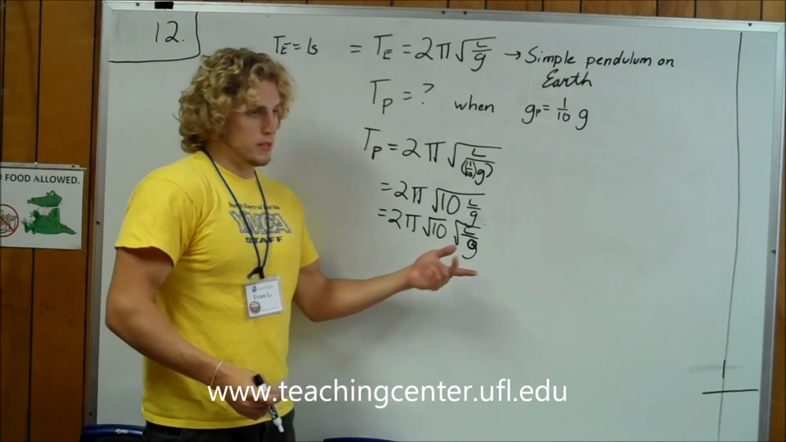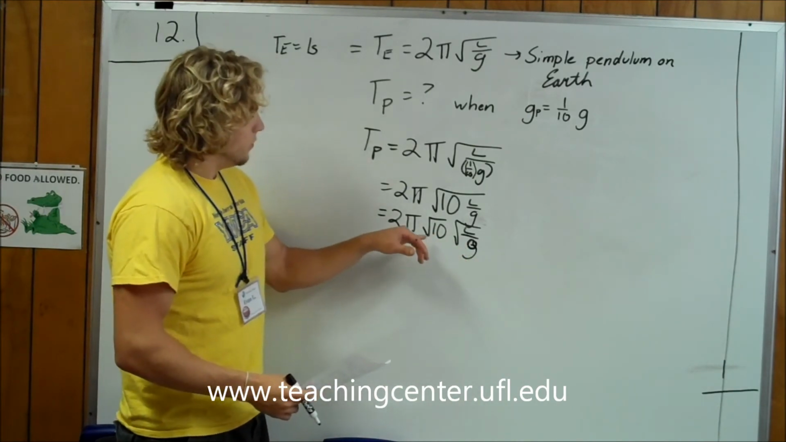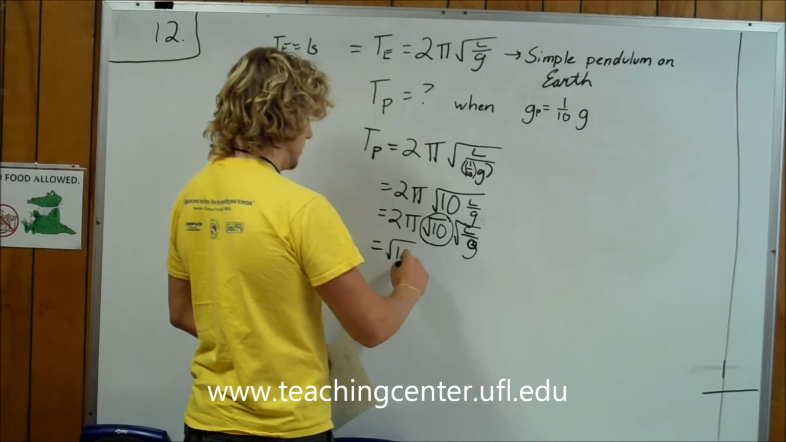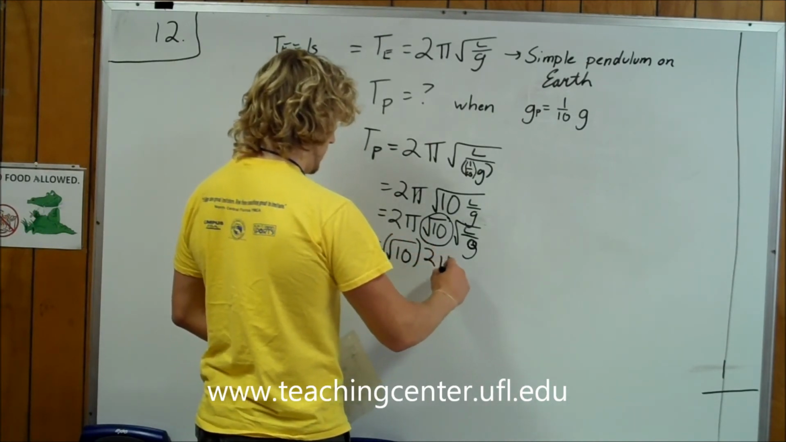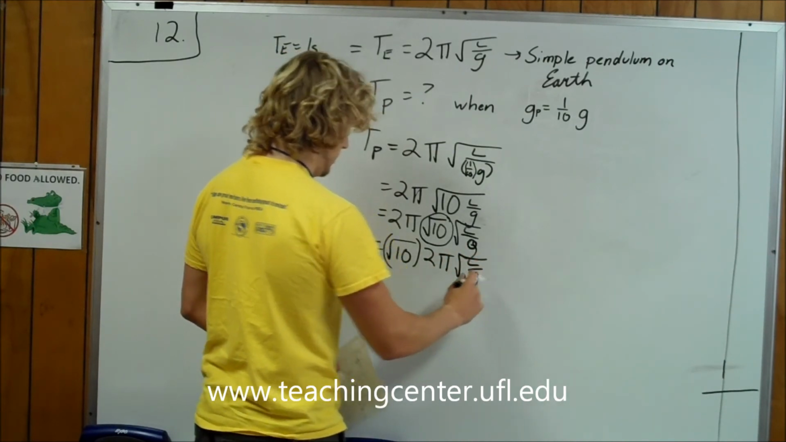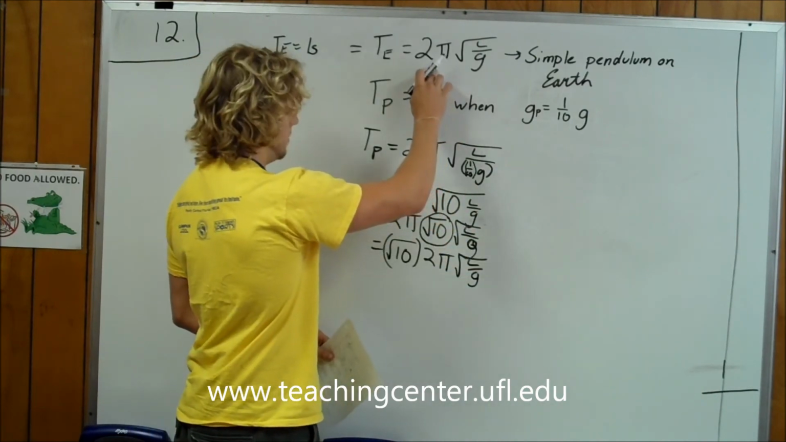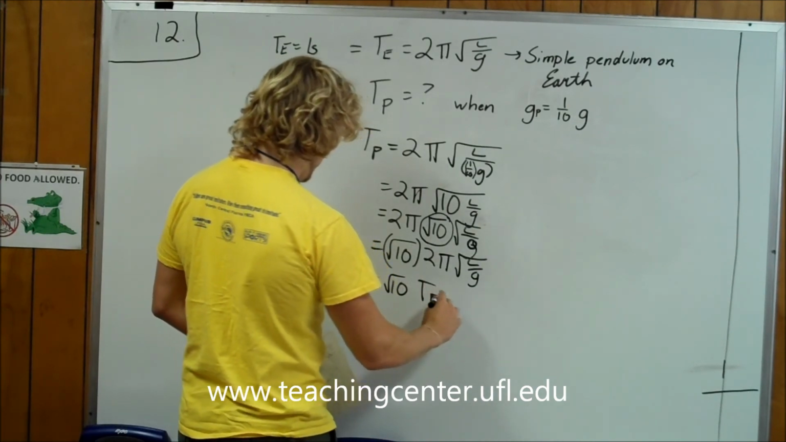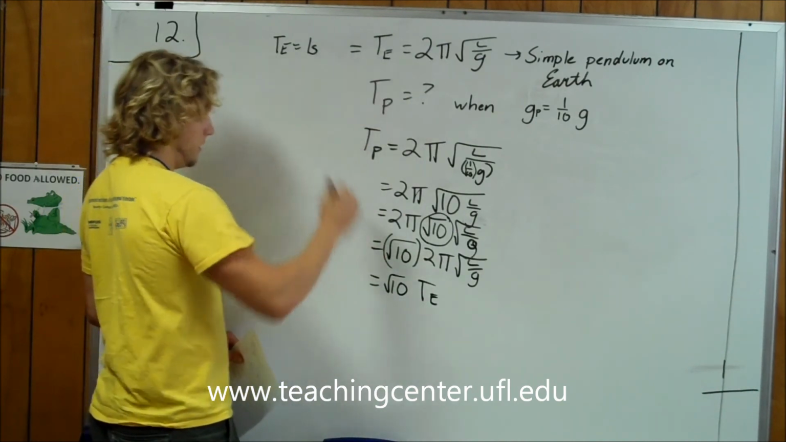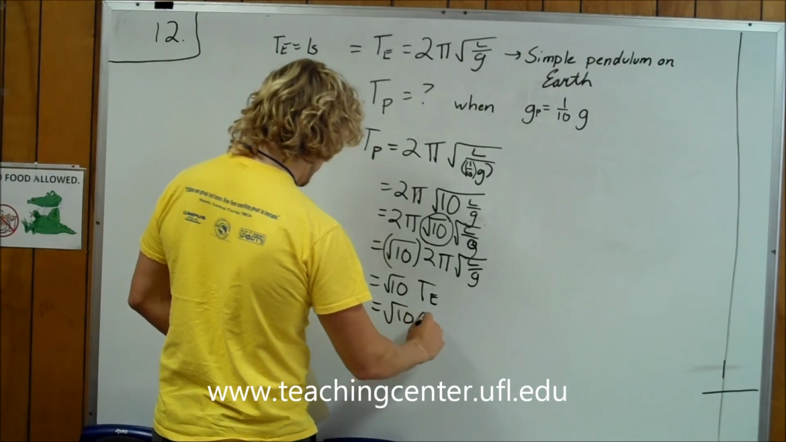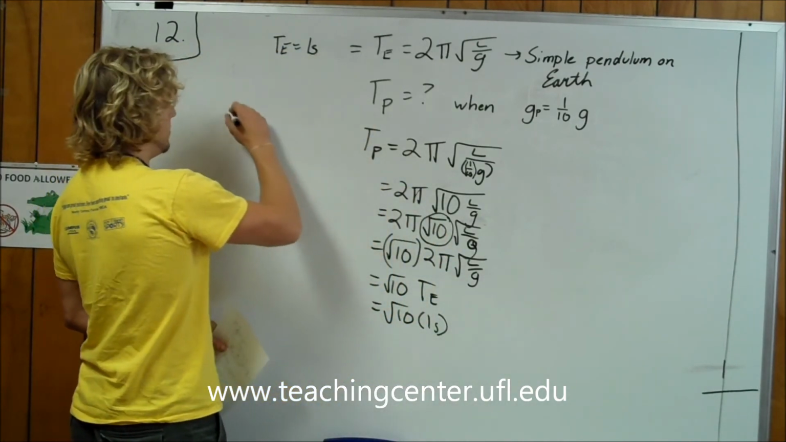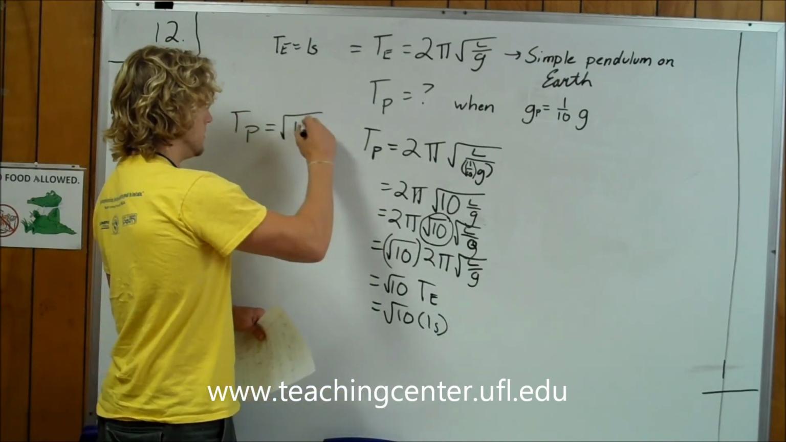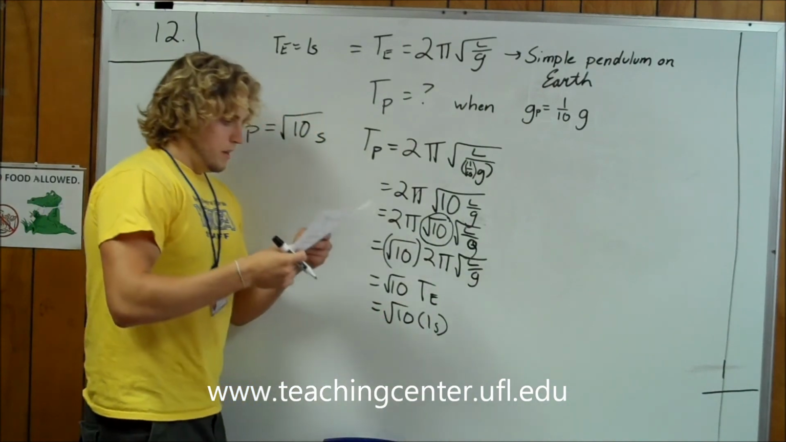I changed that g because it's a different g for the other planet. So the only coefficient that is different is this. Everything else, let's make it look even easier to differentiate: 2 pi root L over g. This looks exactly like that. So this is root 10 times the time period on Earth, and we know that the time period on Earth is 1 second. Root 10 times 1 second. So that means the time period on the planet is going to be root 10 seconds. And that is the answer.